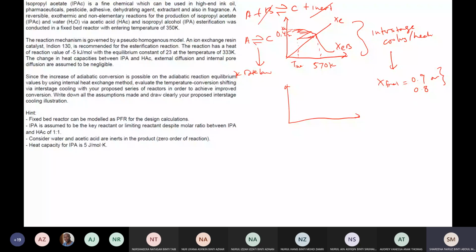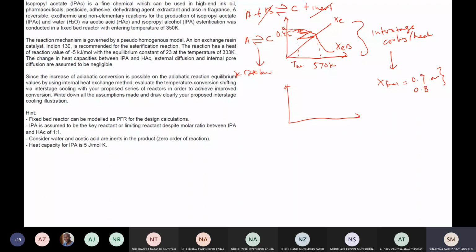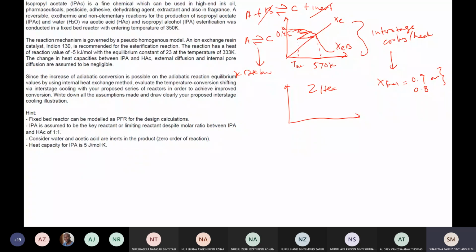Alright, so this one yang sini mewakili reactor, sini mewakili heat exchange. This one mewakili reactor, this one mewakili heat exchange. So tengok berapa banyak heat exchange yang boleh dapat dalam situ. Okay, so dalam sini saya dapat dalam around 2 cooling. Okay, 2 heat exchanger. Sorry. So dalam 2 heat exchanger. Okay, so saya punya ni answer lah.